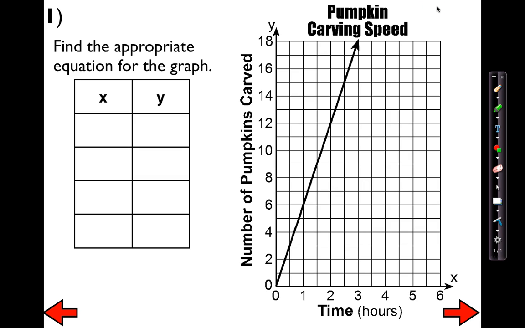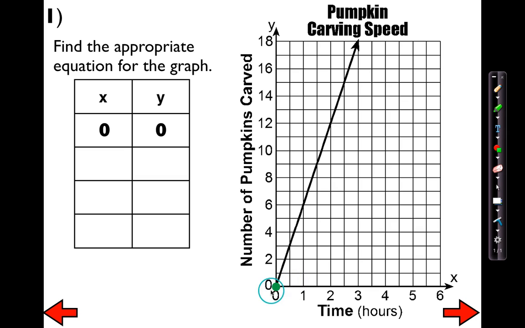For number 1, it says find the appropriate equation for the graph. So the very first thing I want to do is look at the line of the graph, and I'm going to look for nice ordered pairs. So this one would be the first ordered pair that I'd see. I see it goes through the origin, so I would use 0, 0.